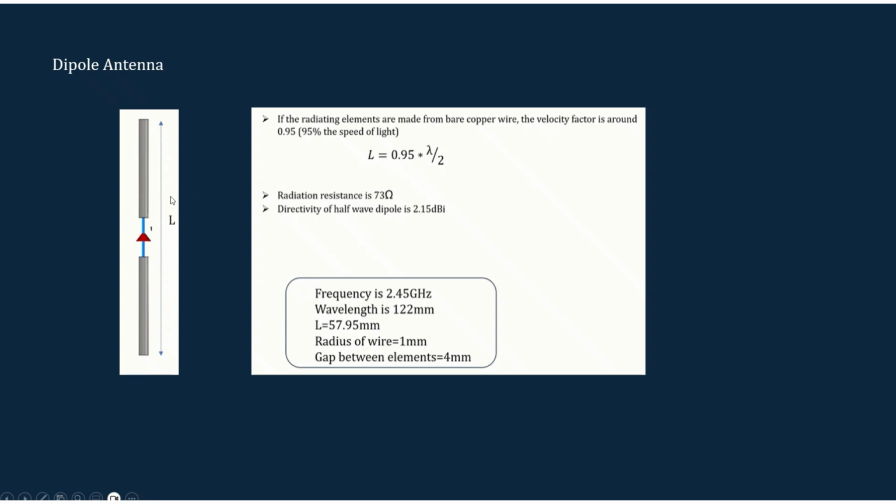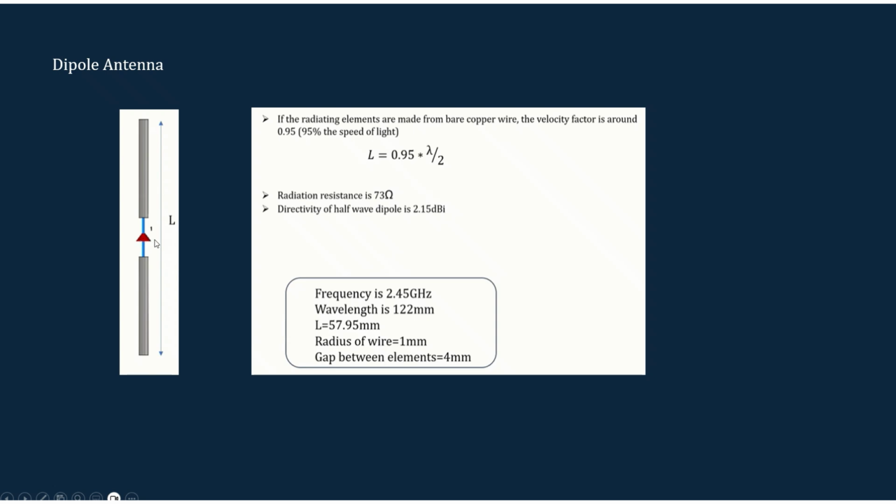In case of a dipole antenna, we know that the total length of the antenna will be approximately equal to the half wavelength, and based on the material that is used for creating this half wave dipole, the length will be a little bit less than the half wavelength, and the radiation resistance of this dipole antenna is around 73 ohm, and the directivity of the half wave dipole is 2.15 dBi.